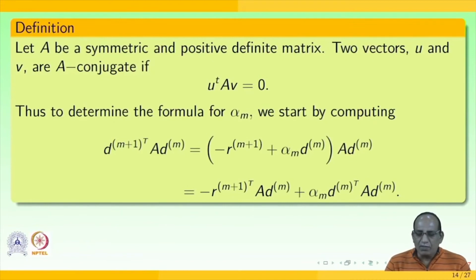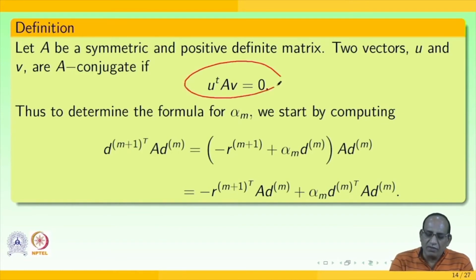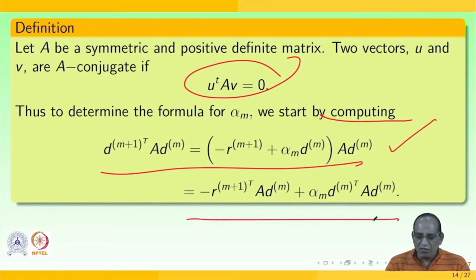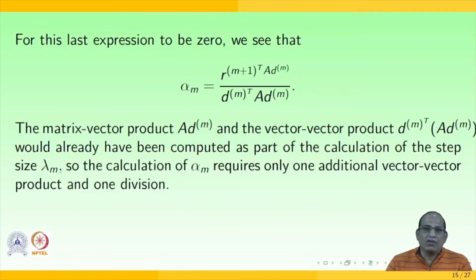So let A be a symmetric and positive definite matrix. Two vectors u and v are conjugate if u transpose A v is equal to 0. Thus, to determine the formula for alpha_m, we start by computing d_(m+1) transpose A d_m, which is minus r_(m+1) plus alpha_m times d_m, times A d_m. This is equivalent to minus r_(m+1) transpose A d_m plus alpha_m times d_m transpose A d_m. For this last expression to be 0, we see it has this form.